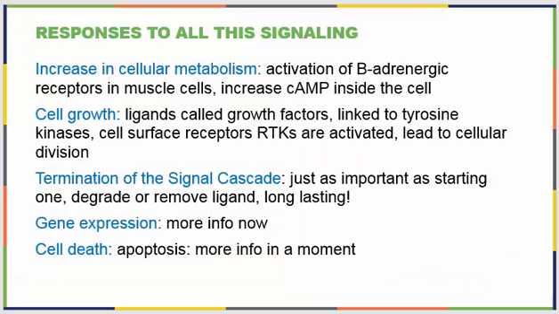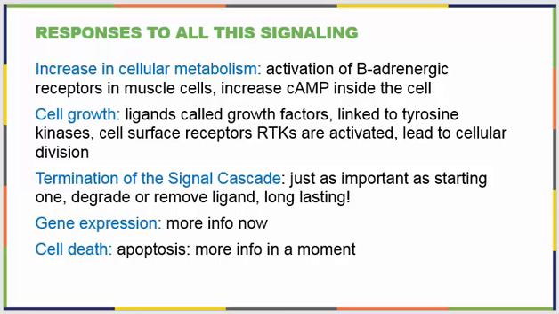So we've looked at the types of signaling, we looked at who receives the signals and who sends the signals. Now let's take a look and see how we respond to all of this signaling. One response is an increase in cellular metabolism. Activation of specific receptors in muscle cells might lead to the increase of cAMP inside of that cell and therefore communication and movement within it.